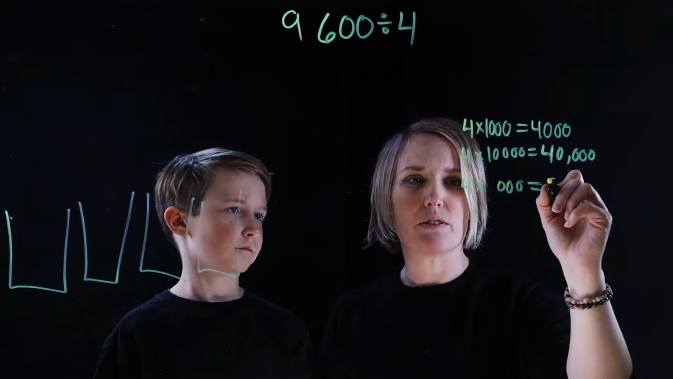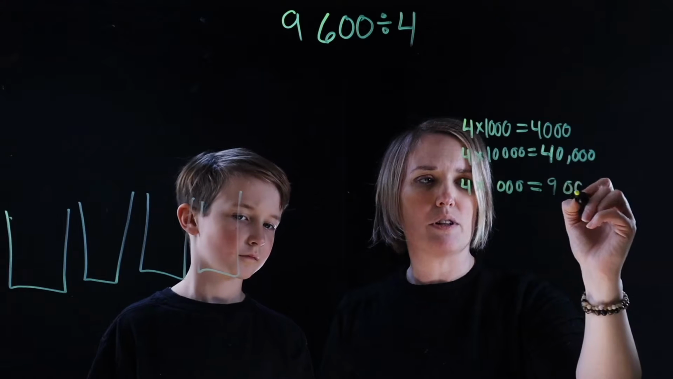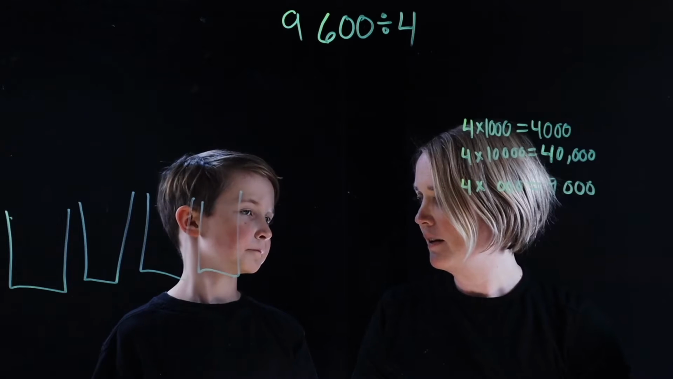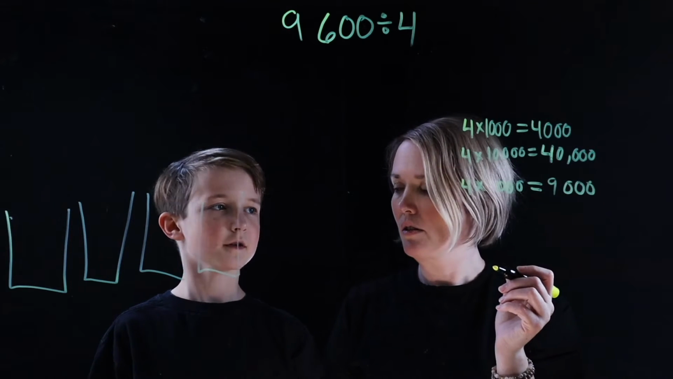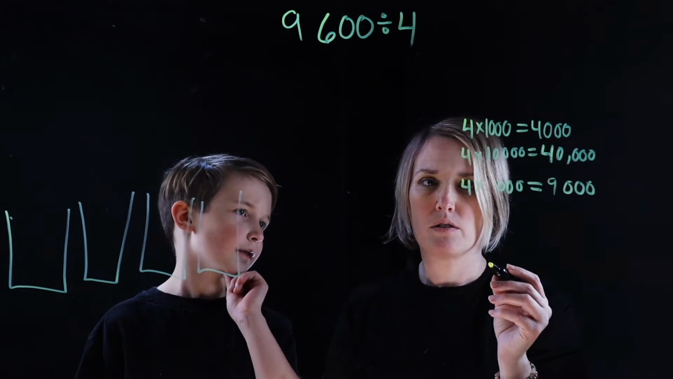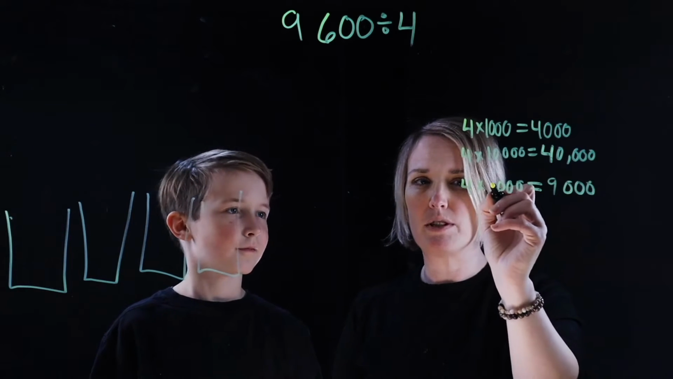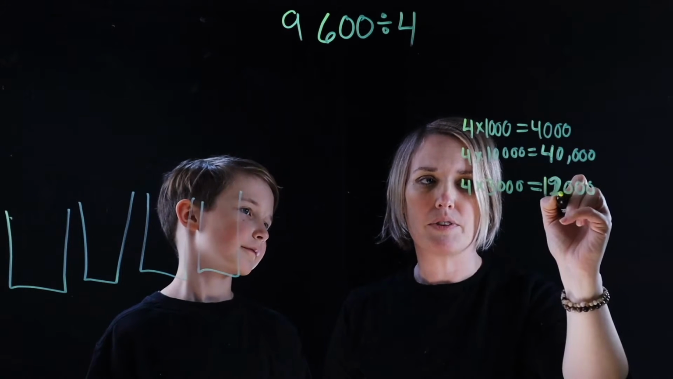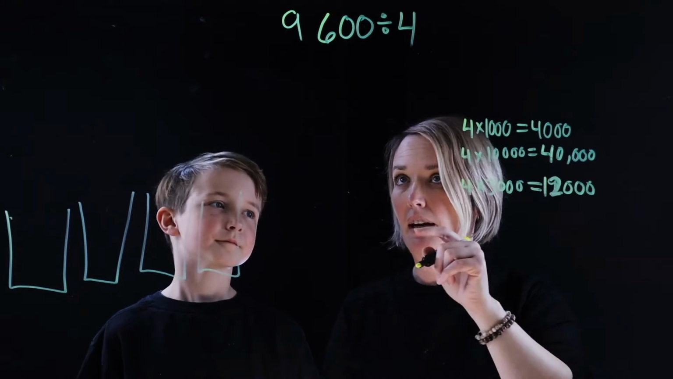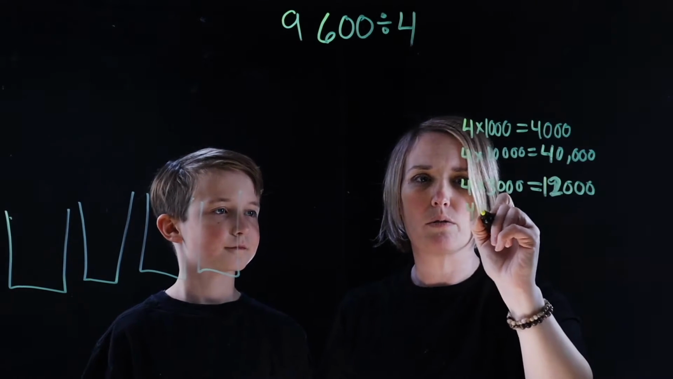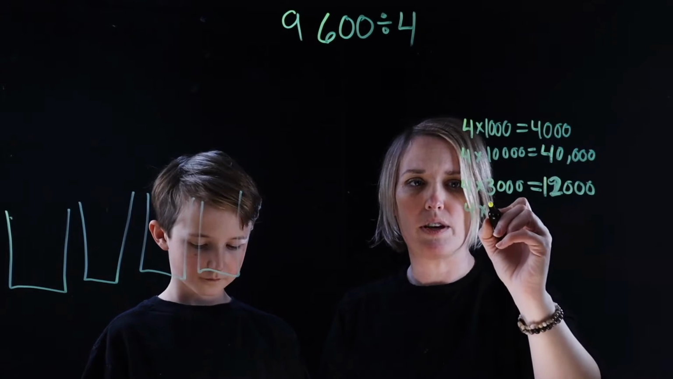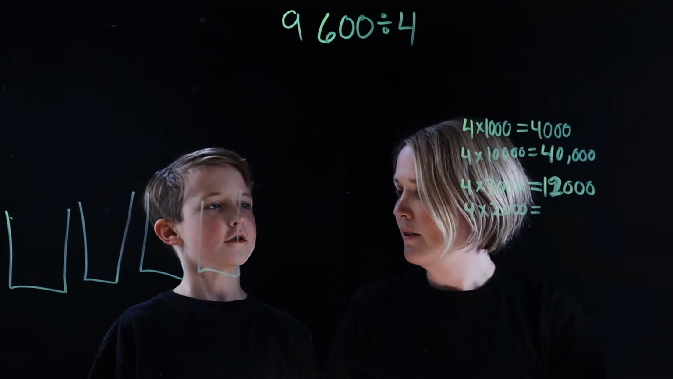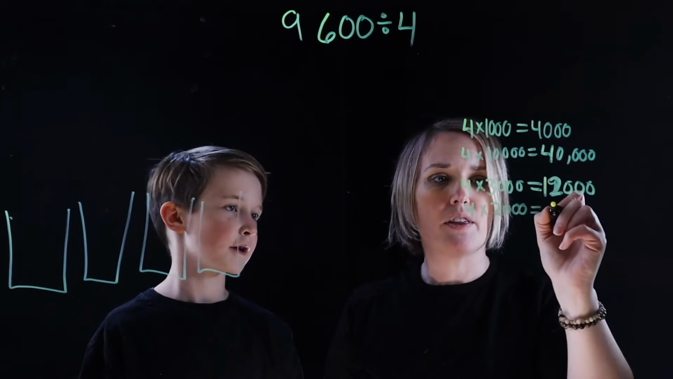So 4 times what would give us about 9? If I go 4 times 3,000, that would be too much because that would be 12,000. I can only get up to 9,600. I already tried 1,000, and that's only 4,000. So what's 4 times 2,000? That would be 8,000. That's pretty close.